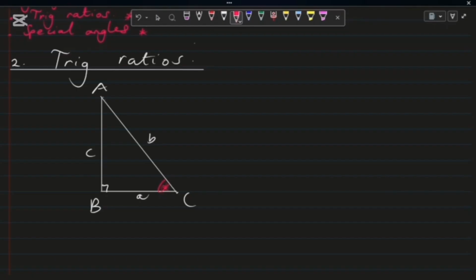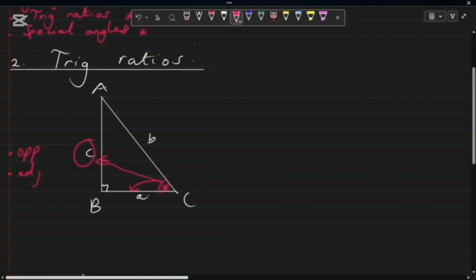Okay, now angle C, if we focus on angle C, we see that this side is opposite to angle C. Okay, this is very important. This side, side C, is the opposite side as far as angle C is concerned. And then this side, side A, is what we call the adjacent side. Okay, so there's an opposite side, and then there is an adjacent side. Okay, so side A, as far as C is concerned, is an adjacent side.